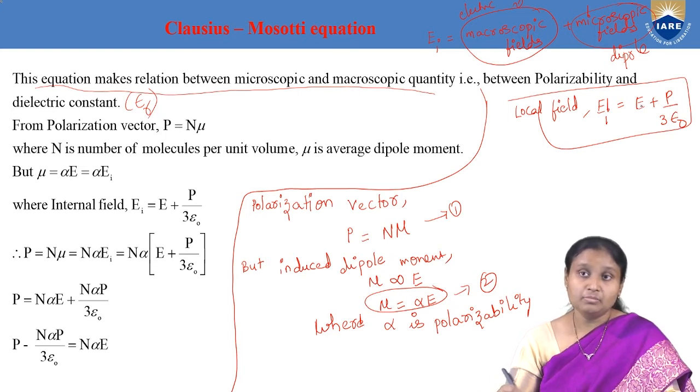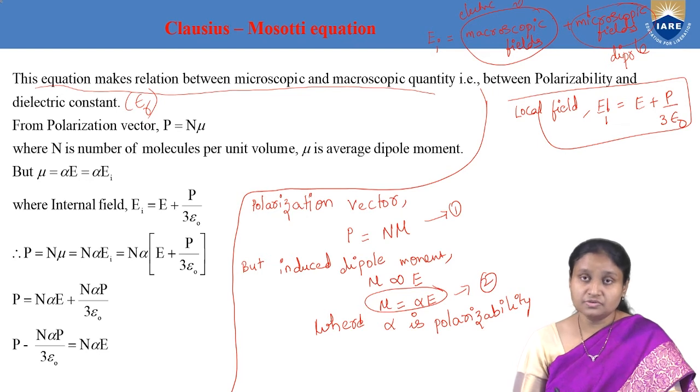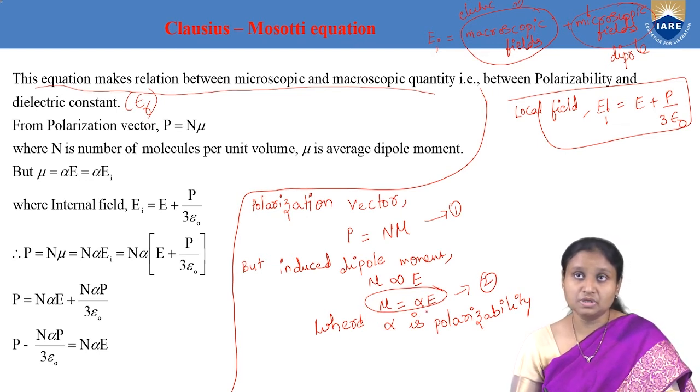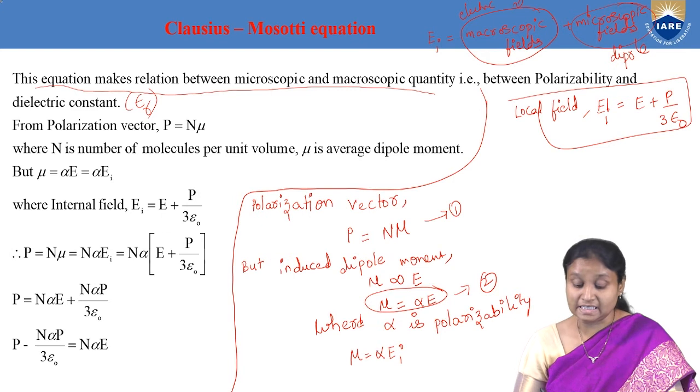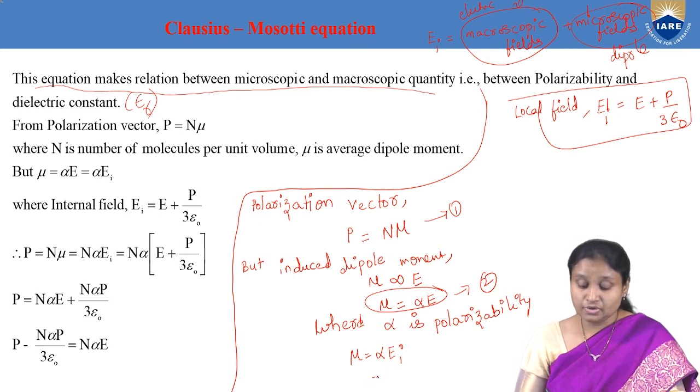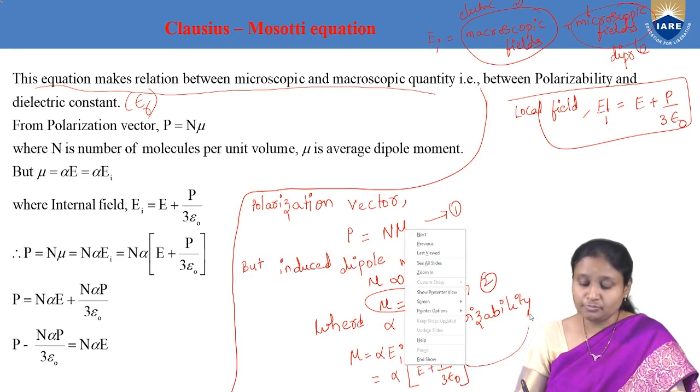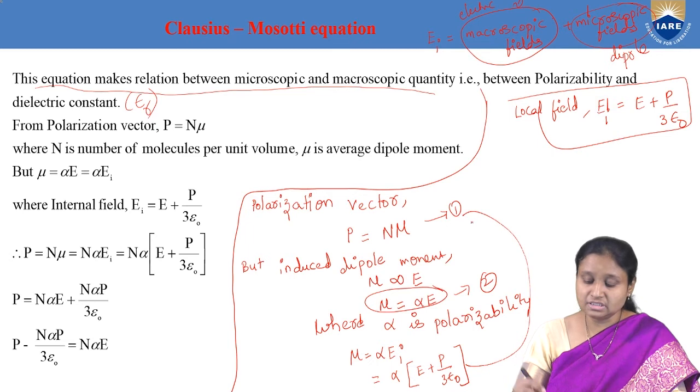Okay, so for the second equation, instead of just writing mu is equal to alpha E, I'll write it as mu is equal to alpha EI, where EI is our local field or internal field. We know the formula for the local field, it is given as E plus P by 3 epsilon naught. And this particular formula of mu, I'm going to substitute in this equation.